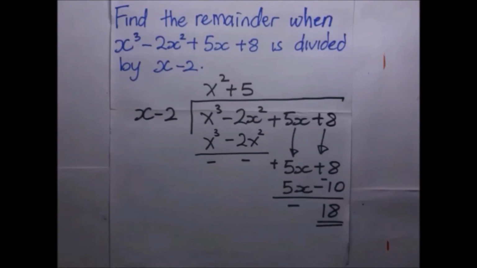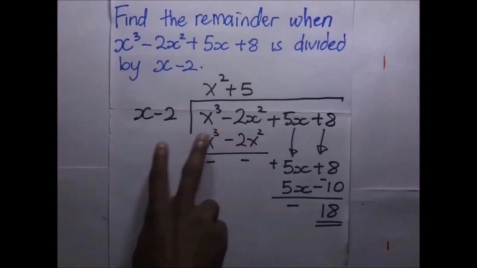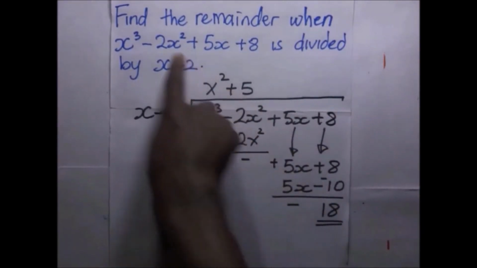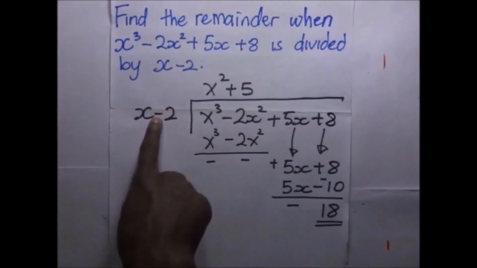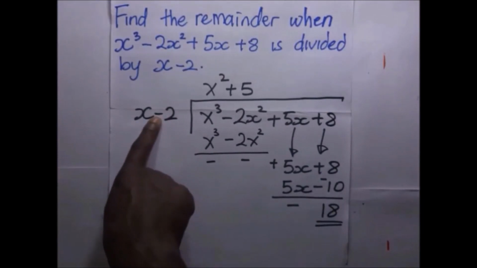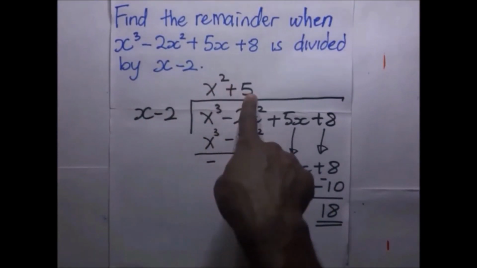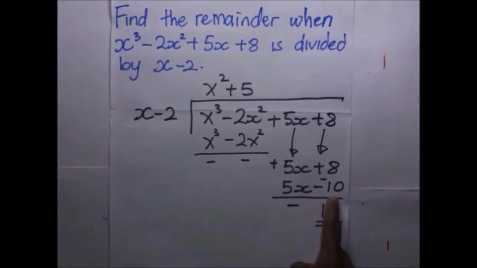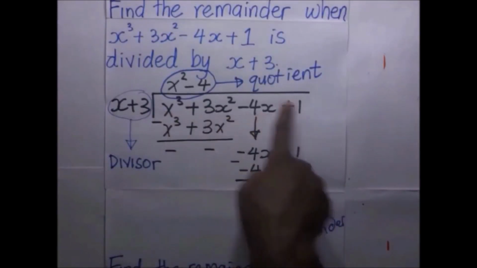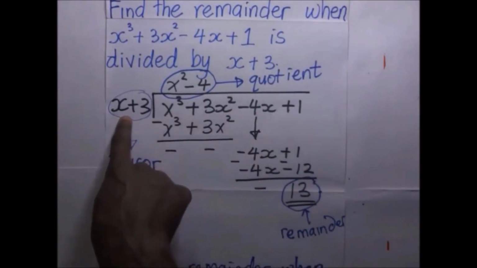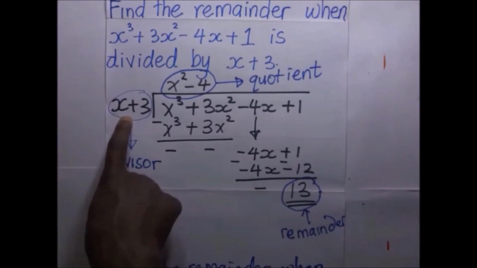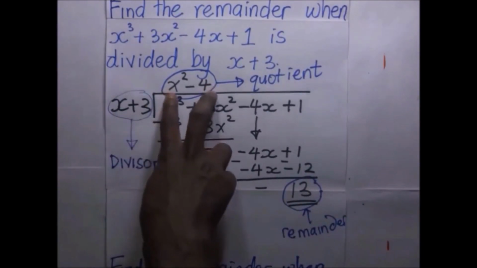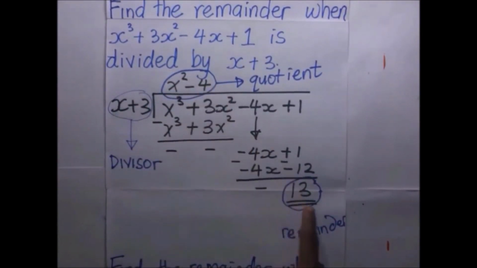So therefore, when this polynomial is divided by x minus 2, we are going to get our answer as x squared plus 5, and our remainder will be 18. When the earlier polynomial is divided by x plus 3, which is the divisor, we shall get our answer, which we should call the quotient, as x squared minus 4, and our remainder will be 13.